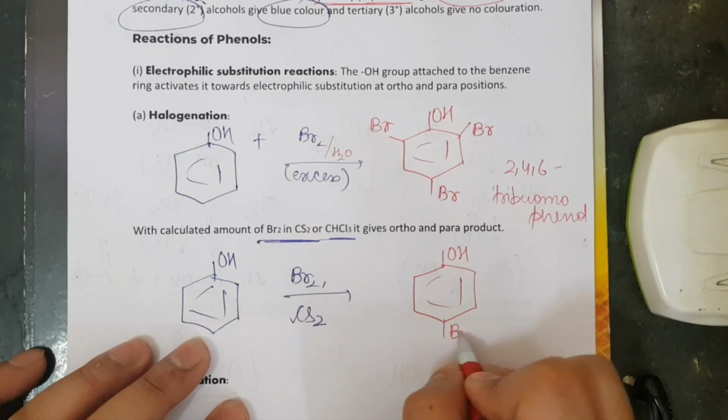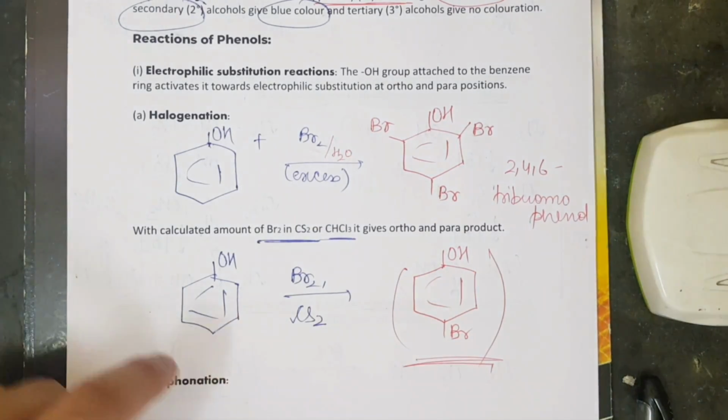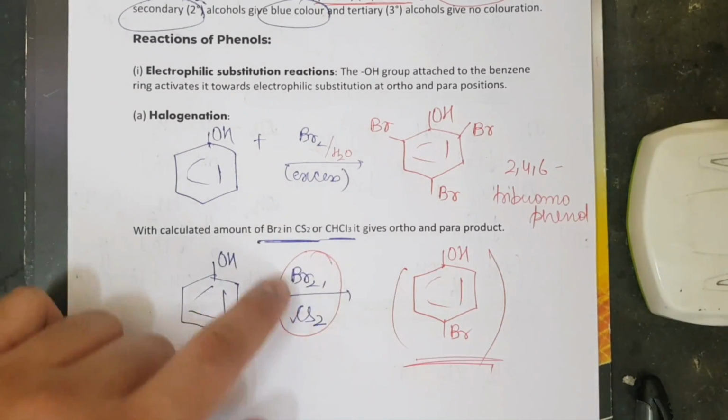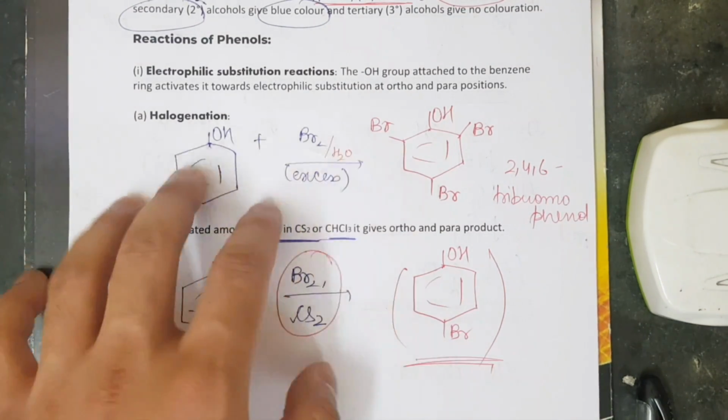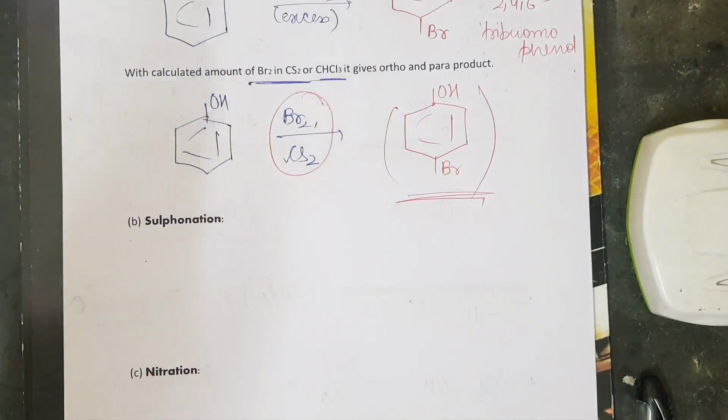So this is the major product which will be formed in this particular reaction. Okay, so for monobromination we use Br2 and an aprotic solvent, but for tribromination we use Br2 with a protic solvent. Sulfonation, this is a very simple thing.